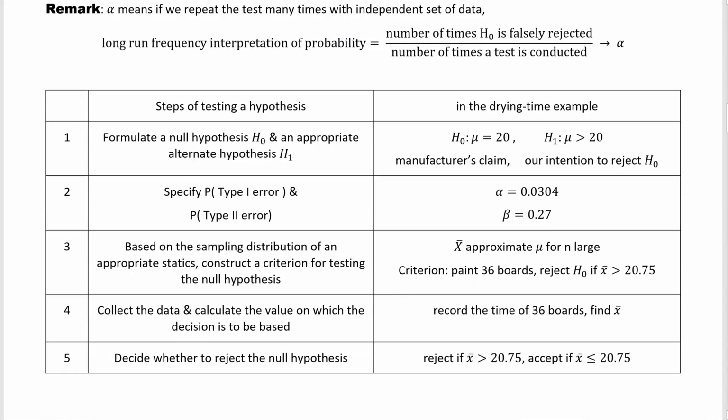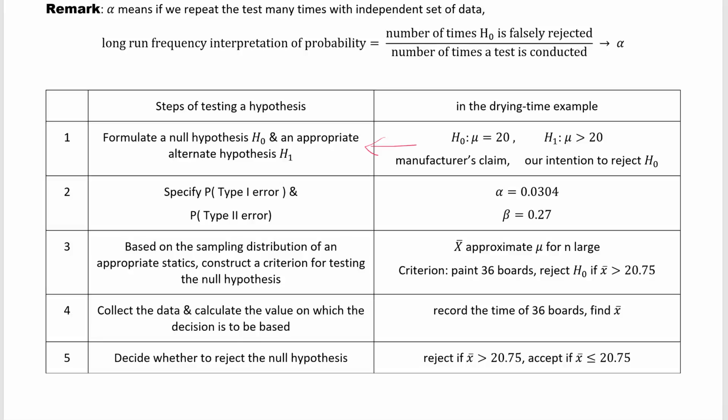All right, so here are the steps of a test of hypothesis. Later on, when I ask you a problem on testing a hypothesis, here are the 5 steps, and in your solution, you're going to number those steps. In the first step, you formulate a null hypothesis H0, which is usually the manufacturer's claim, and an appropriate alternative hypothesis. So you think about what makes you unhappy. That is the alternative hypothesis.